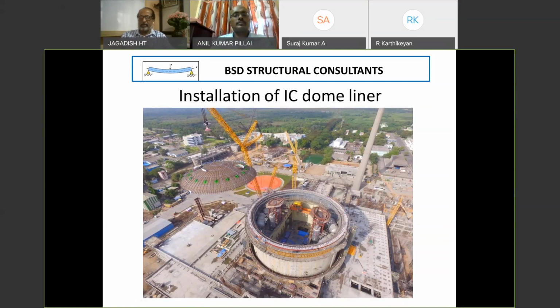I think the weight of the liner was around 350 kgs. This particular dome liner, 350 tons, sorry. 350 tons of weight was lifted and kept.